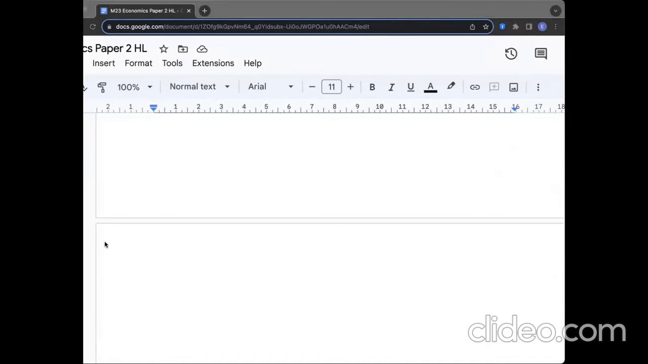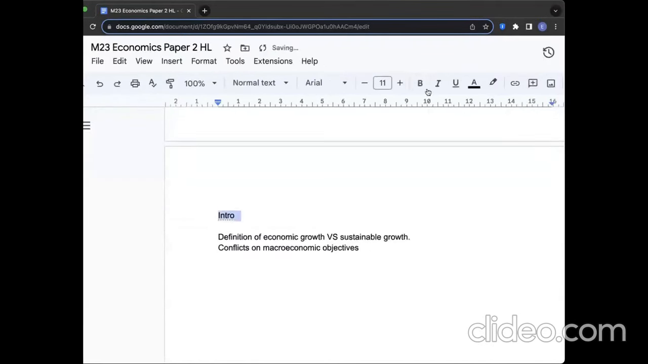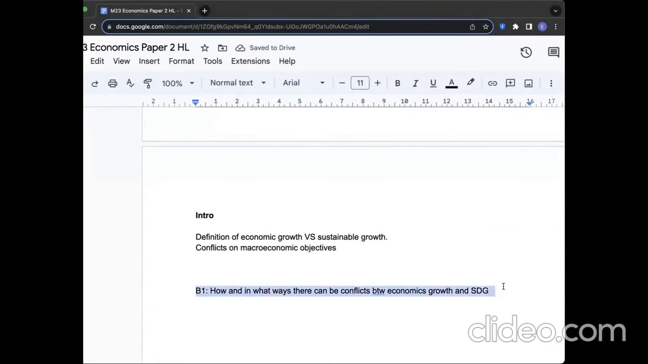So from the introduction, I do the same thing, which is defining key terms with first economic growth and next sustainable growth. And I'm going to briefly talk about the potential conflicts of such macroeconomic objectives for the country Indonesia, things like that. And then body one, I'm going to focus on how and in what ways there can be conflicts between economic growth, which is one of the macroeconomic objectives, and the goal of achieving SDG 12.